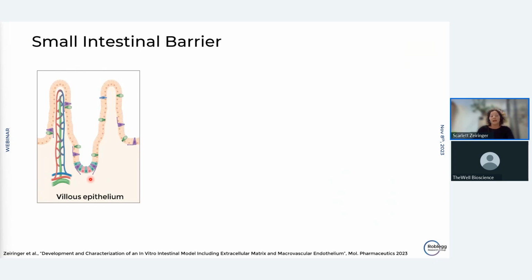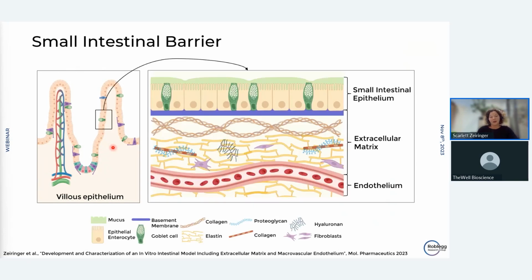The mucosa is lined by a single columnar epithelium consisting of various cell types, for example, the epithelial enterocytes, mucus-producing cells, and stem cells. A closer look reveals that the intestinal epithelium is underlying an extracellular matrix. This matrix consists of 2 layers. The first layer is the basement membrane, representing a thin layer directly underlying the intestinal epithelium. This consists of 2 polymer networks, namely the collagen 4 and the laminin network, which are interconnected through proteoglycans.